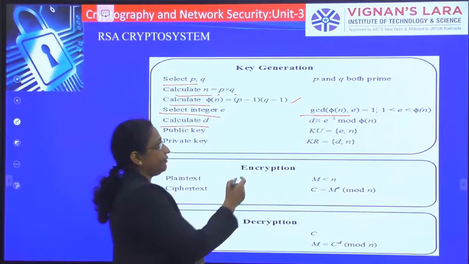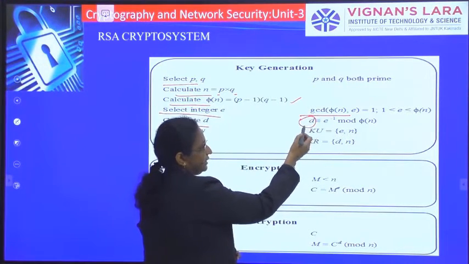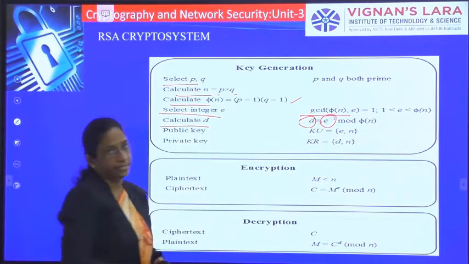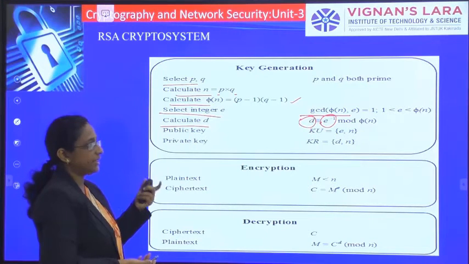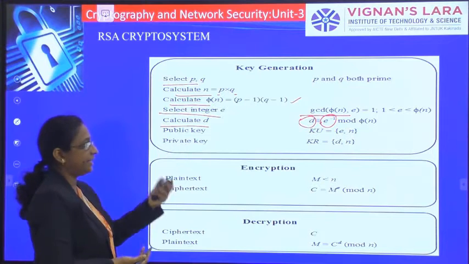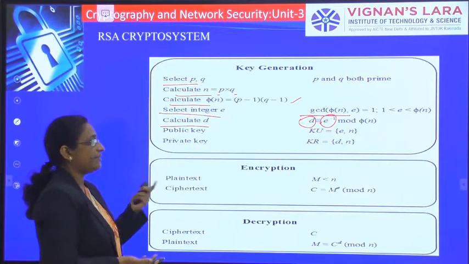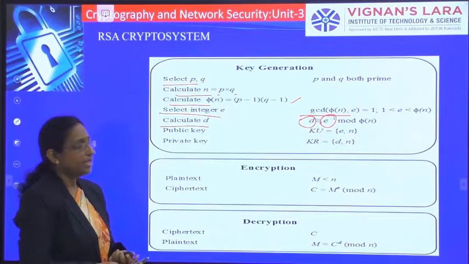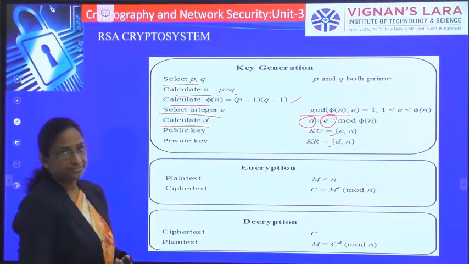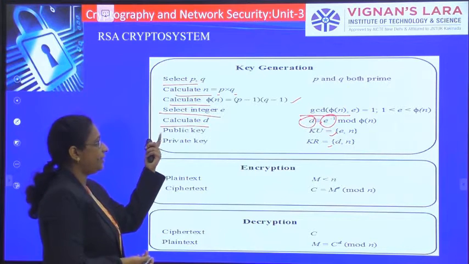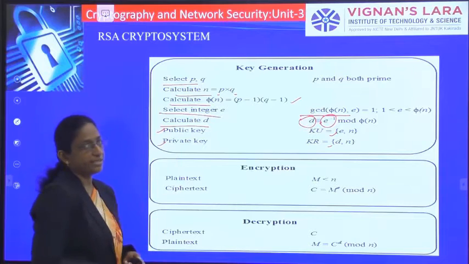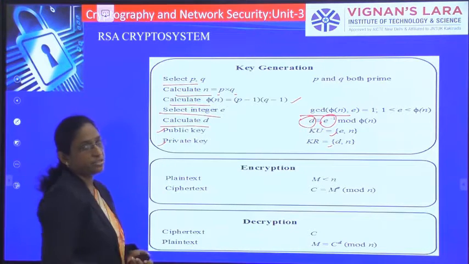That means that whatever d you are calculating is a multiplicative inverse to e. After generating d, the public key will be e comma n, and the private key will be d comma n. See here, e and d are inverse to each other. Now he will be announcing the public key and keeping the private key. So that is the key generation algorithm.